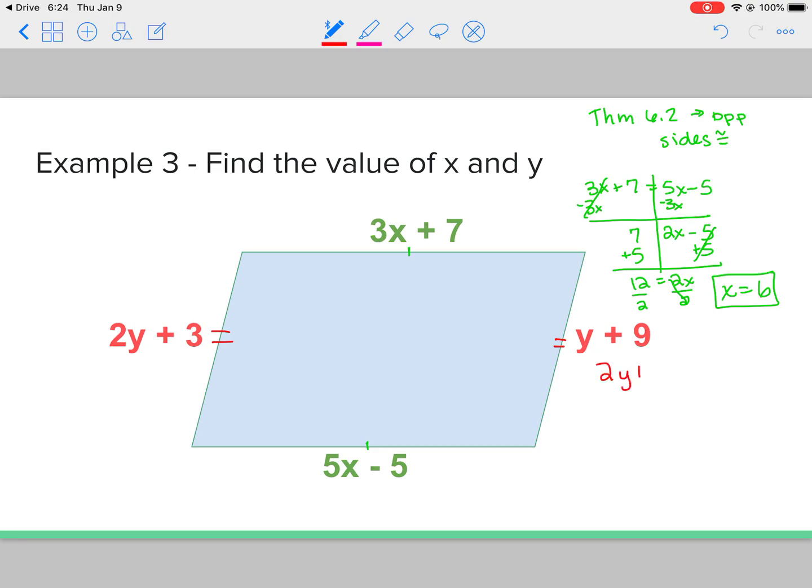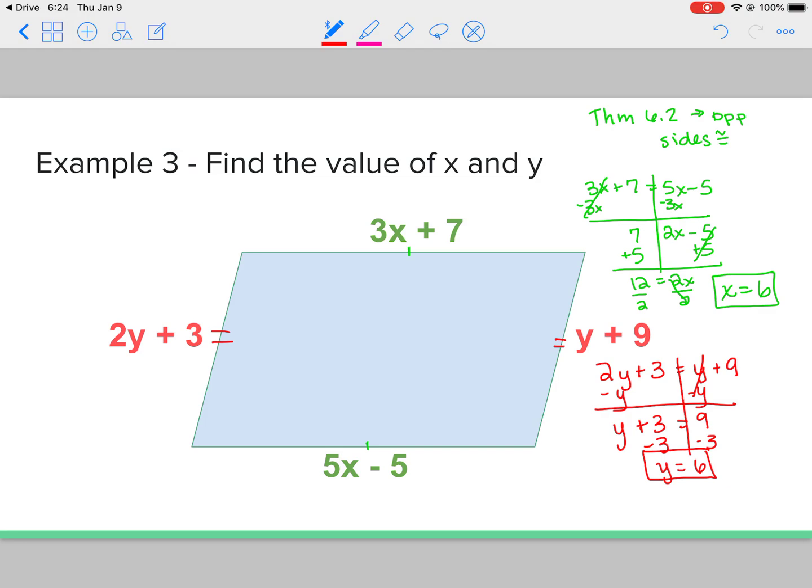So I have 2y plus 3 equals y plus 9. And I'm going to solve by moving things around and getting the y's together. So subtract y from both sides. 2y minus y is 1y. So y plus 3 equals 9. Then I'm going to subtract 3 from both sides. And y equals 6. So 6 is the value of each of those variables.